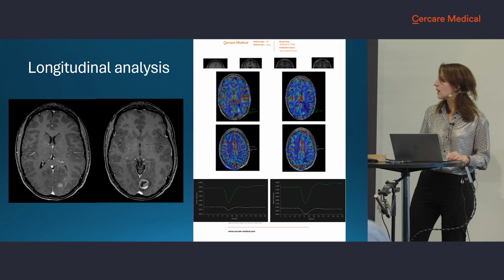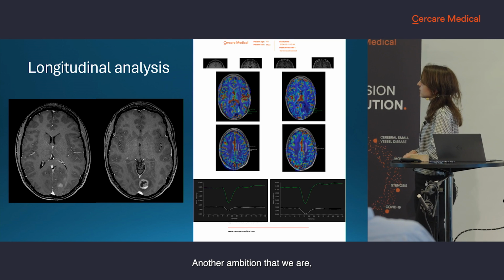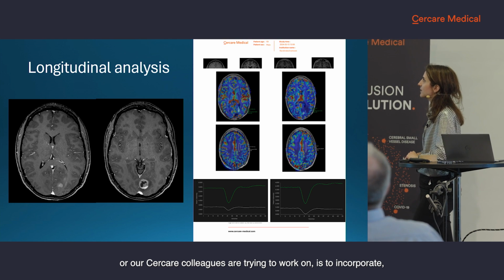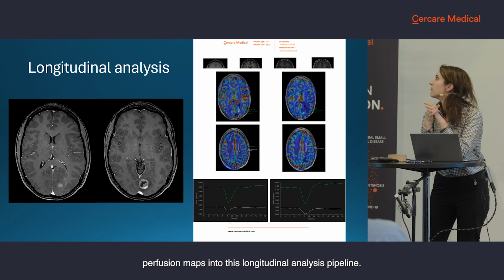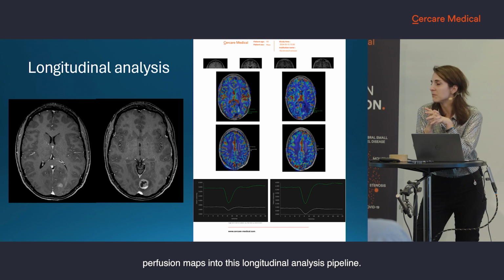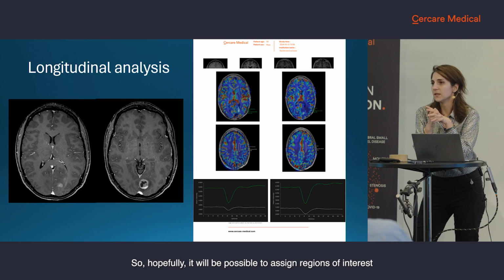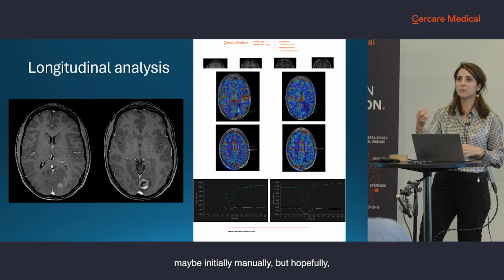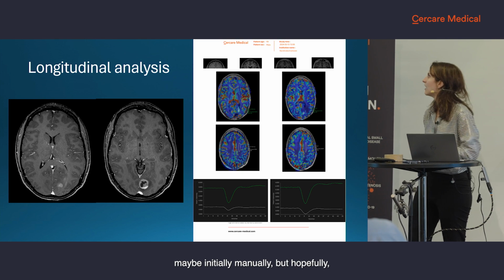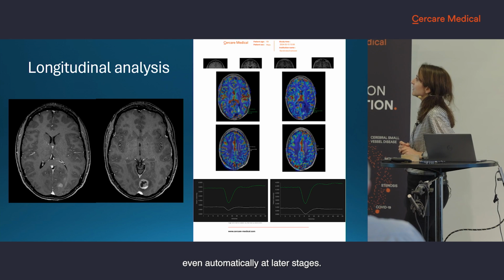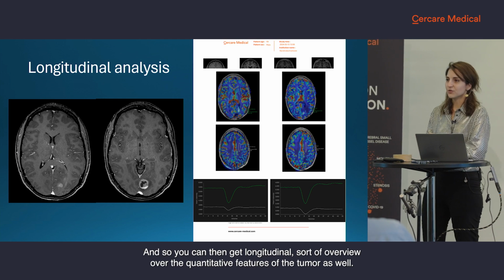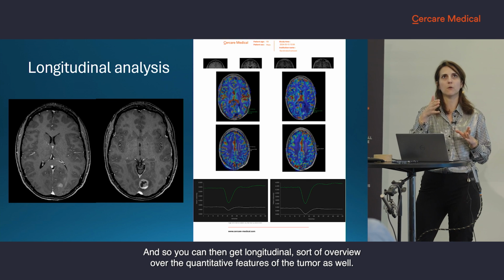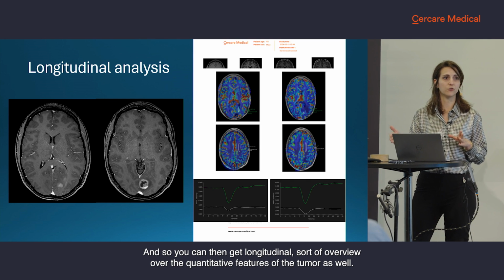And another ambition that CERCare colleagues are trying to work on is to incorporate perfusion maps into this longitudinal analysis pipeline. So hopefully it will be possible to assign regions of interest, maybe initially manually, but hopefully even automatically at later stages. And so you can then get a longitudinal overview over the quantitative features of the tumor as well.